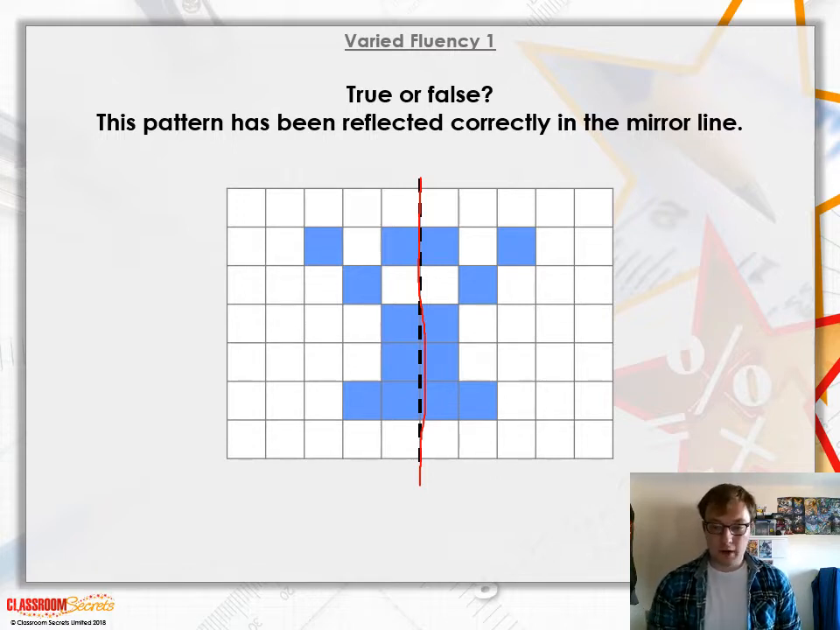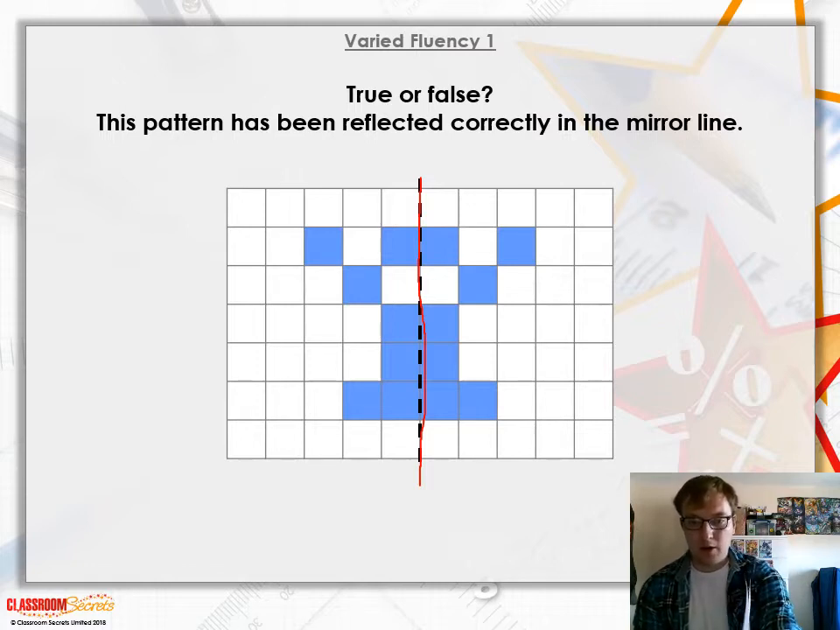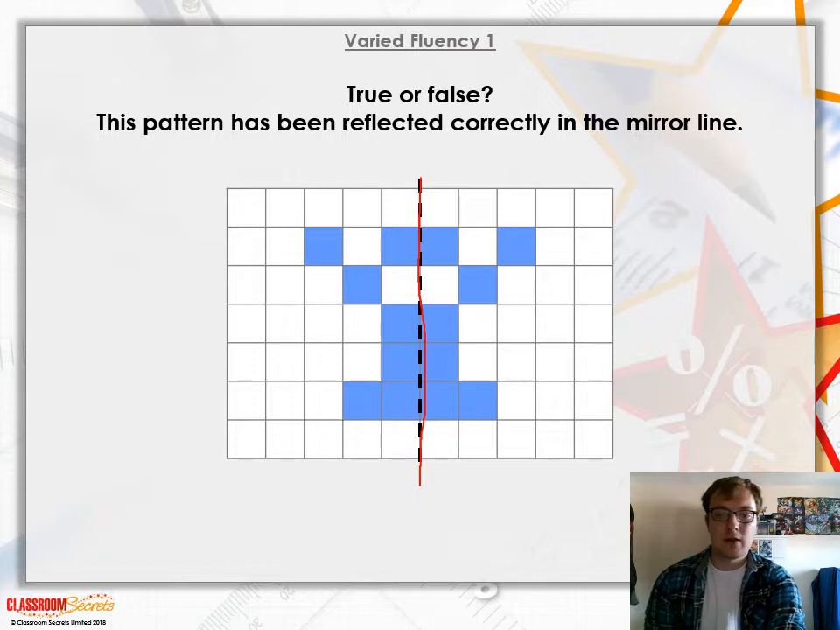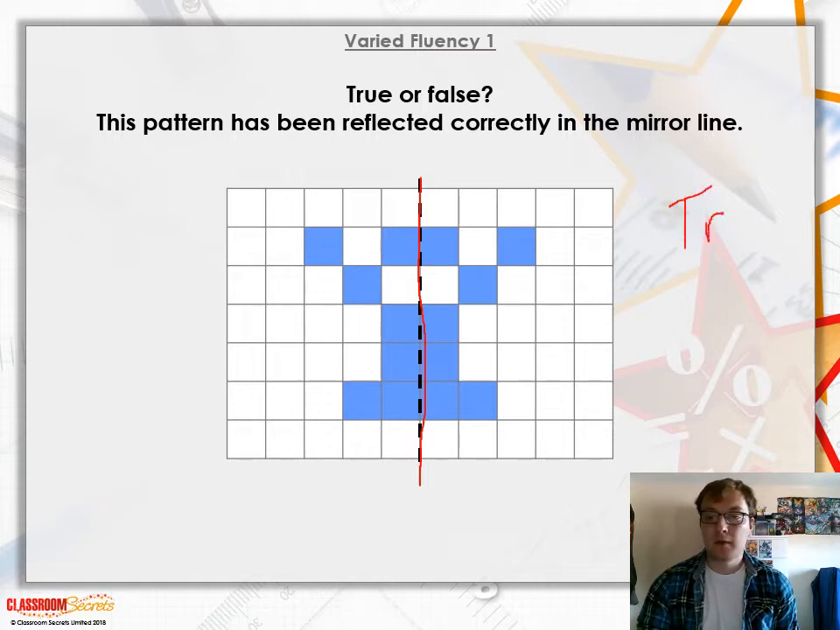So first of all, if you're working on a computer, I would have a piece of paper next to me. I would fold it in half, so you've got a really nice straight edge. I would just go up and put it onto my screen. So at the moment it's on my screen and I can see the pattern on both sides. So using a piece of paper, I can see that this pattern has correctly been reflected.